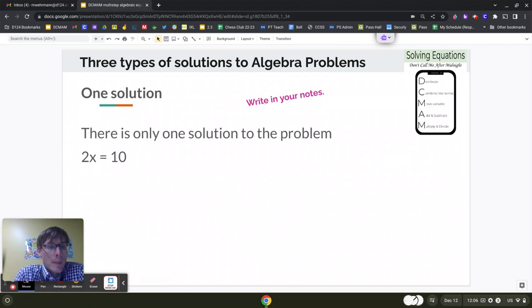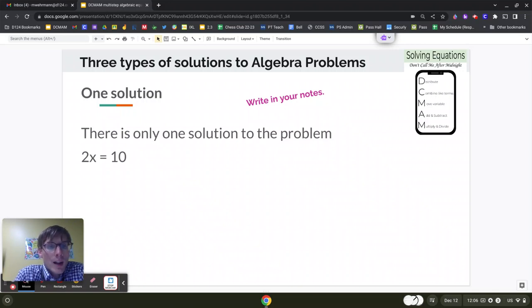So we're going to start with the type that we're most familiar with, which is one solution, okay? Most often when you've done algebra problems, you have determined there is one possible solution to a problem. So that is one of our possibilities. So you should write this in your notes, three types of solutions to algebra problems. And our first type here is one solution, okay? So everything you see on the screen. So what does it mean, one solution? So that means there's only one solution to the problem. That should be obvious, right?